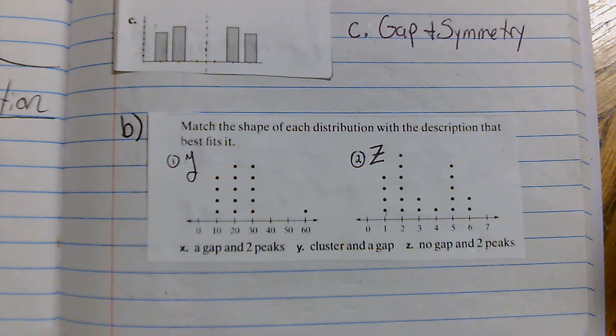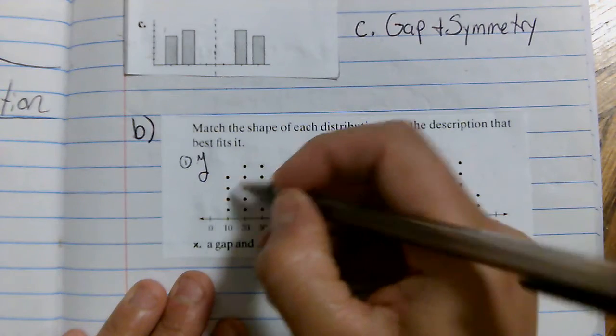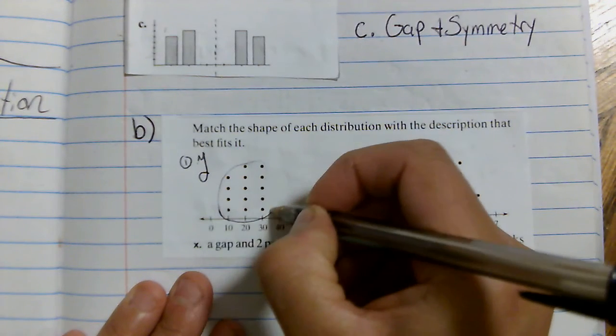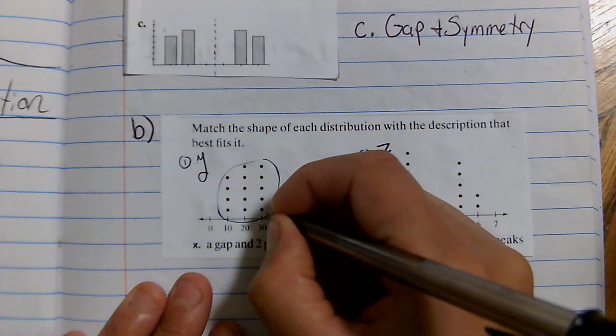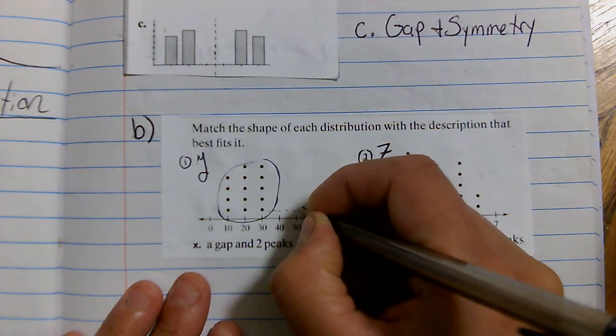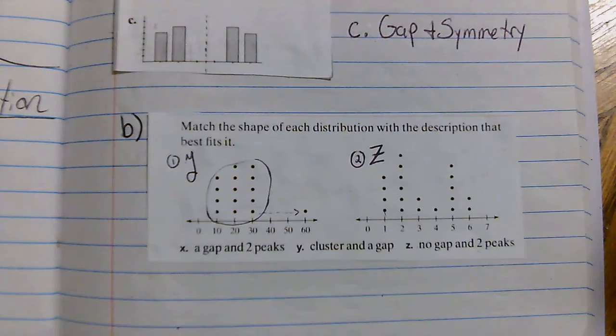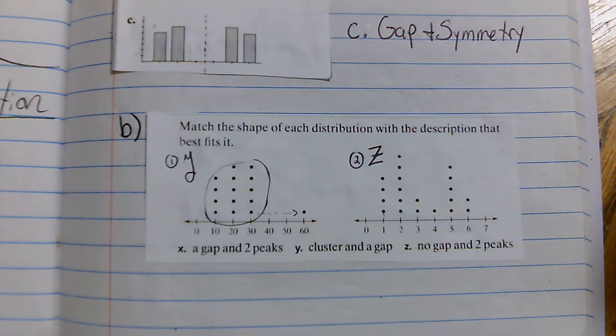All right. So here are the letters I picked, and I will say why I chose each one of these. So for number 1, I said it had to be Y, where there was a cluster and a gap. Because if you take a look here, these 3 are all kind of close together, and then there's this gap here until we get to that guy. So that's why I picked Y for number 1, because it did seem to me to be a cluster here and then a gap until the last point.